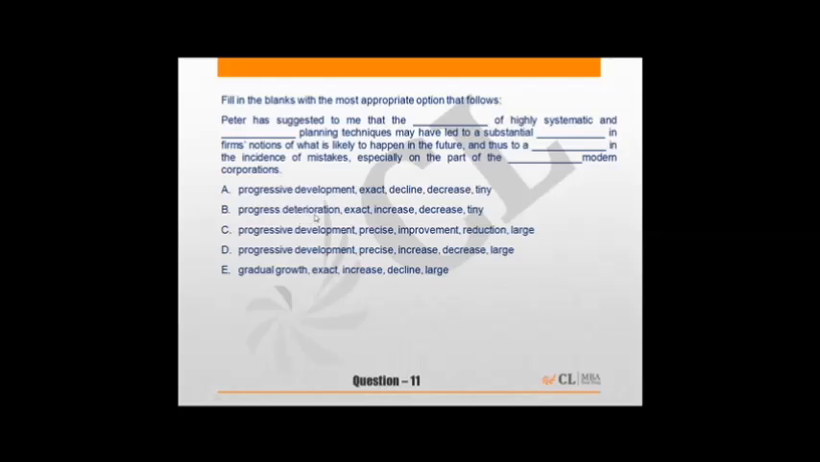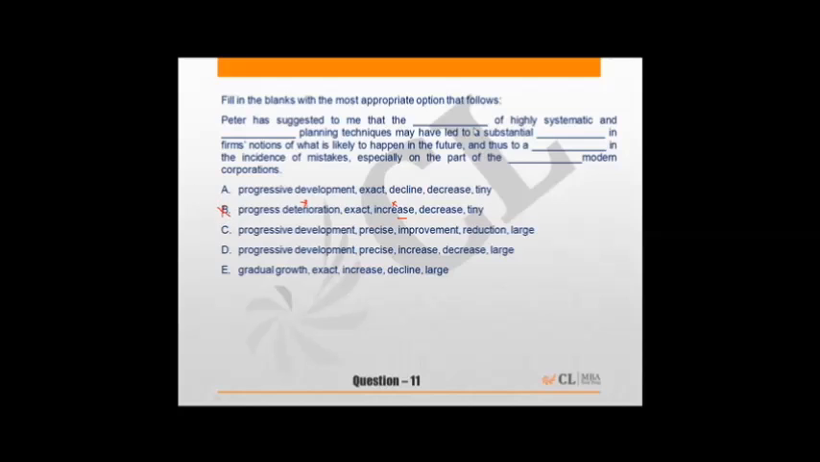this is completely different. It says progressive deterioration. Peter has suggested to me that the dash of highly systematic and dash planning techniques may have led to a substantial dash in the firm's notion of what is likely to happen in the future. Option B says that progressive deterioration of exact planning techniques may have led to a substantial increase in the firm's notion of what is likely to happen in future. This does not go with increase. Progressive deterioration does not go with increase. If planning techniques deteriorate, then the firm's notions of what is likely to happen in future will not increase. In any case, increase, as a word in this blank, is incorrect. So option B can be eliminated.